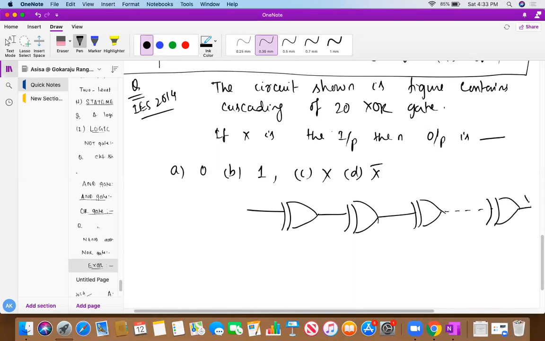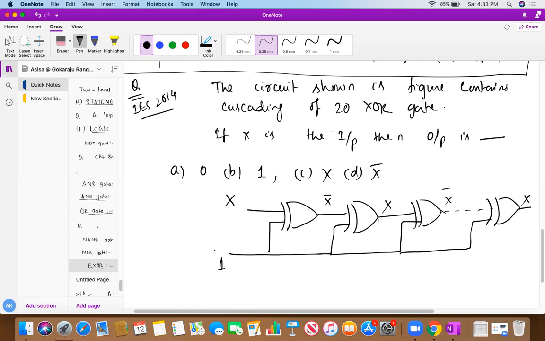Okay, like this, 20 XORs. This is X. Don't worry. So these are my inputs, another input; actually the circuit is like this. Here the input is 1 and this is my X. So what do you expect from here? If it is X, it will be my X bar. So this will be my X again. This will be my X bar.